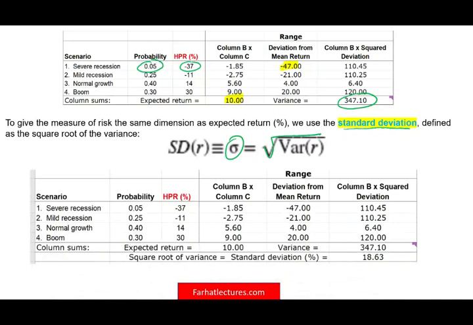And basically what we did, because we raised those to the second power, what we do now is we reverse this. We take the square root of it. So basically the standard deviation, which is the measure of dispersion, is 18.63. Now we're going to talk about a few things about the standard deviation.